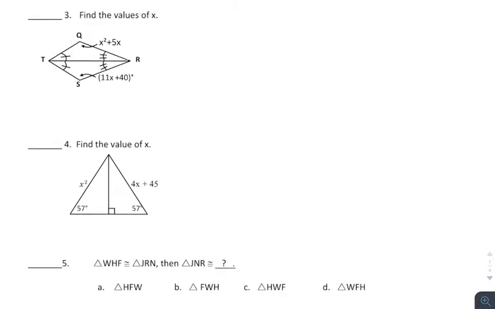All right, number 3. Number 3 says find the values of x. If we use our reflexive property in the middle, these 2 triangles are congruent by angle, side, angle, which means that angle Q is congruent or equal to angle S. So that means x squared plus 5x is equal to 11x plus 40. From here, since we have that squared, we're going to have to factor. So we need one side set equal to 0. So we're going to subtract 11x and 40 from both sides. 5x minus 11x is negative 6x minus 40 equals 0.